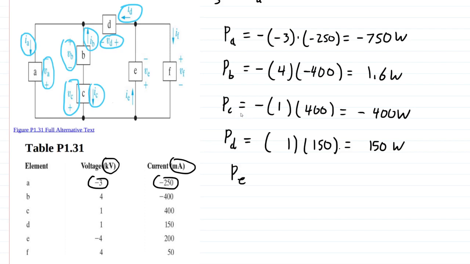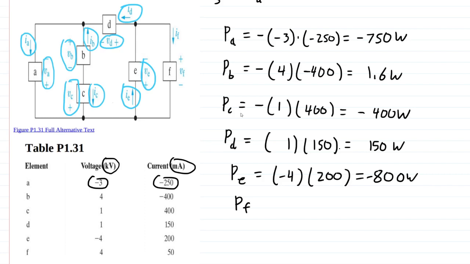Power E. We're going to notice we got plus to minus, the current's flowing from plus to minus, so we're going to have a positive up front. So negative 4 kilovolts times 200 milliamps is going to equal negative 800 watts. And F, current's flowing from plus to minus. Once again, we're going to have a plus up front. So 4 kilovolts times 50 milliamps equals 200 watts.